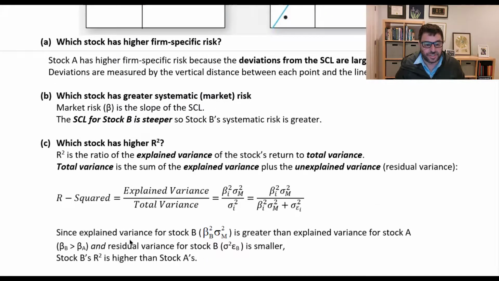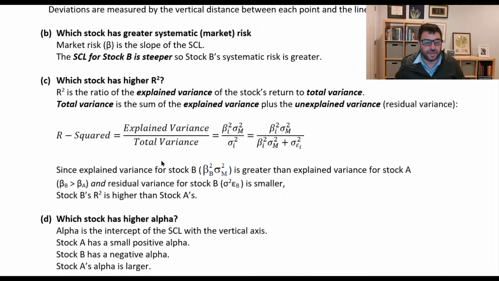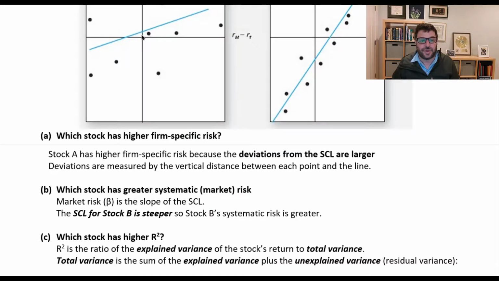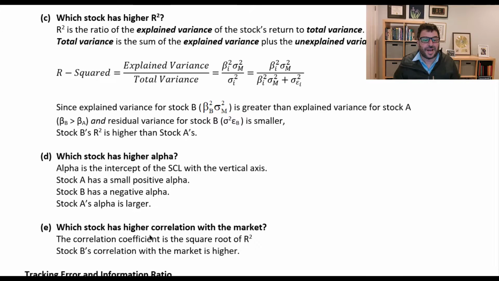Say that one more time. Since the explained variance for B is higher than for A, and the residual variance for B is smaller, it must be that the R-squared is higher for B than A. And we can see this here by seeing how the dots are a lot tighter than they are for stock A. Which stock has the higher alpha? Alpha is the intercept of the SCL with the vertical axis, or the security characteristic line. We can see that stock A has a small positive alpha and stock B has a negative alpha. And so stock A's alpha is larger. Which stock has the higher correlation with the market? Remember, the correlation coefficient is the square root of the R-squared. Since stock B's R-squared is higher, its correlation must be higher. Okay.